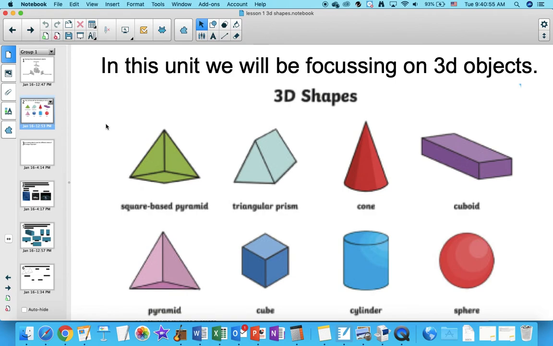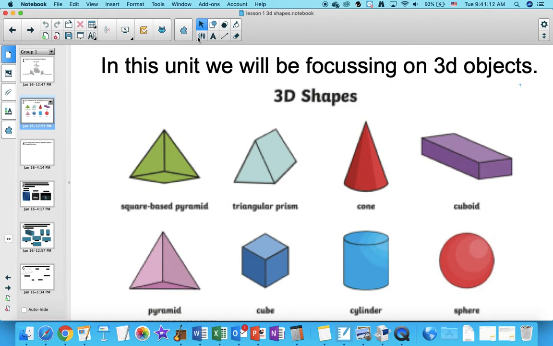So, in this unit, we will be focusing on 3D objects. In previous years, you've talked about 2D objects, you talked about perimeter, you talked about area. Well, we're going to take this a step further and apply those concepts in three-dimensional space.